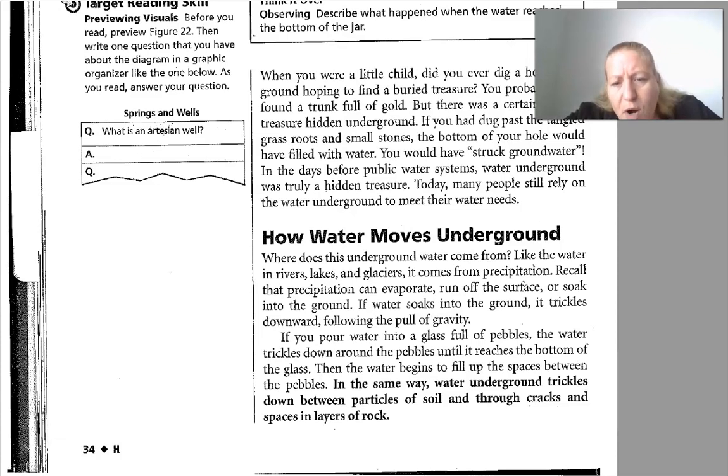If you pour water into a glass full of pebbles, the water trickles down through the pebbles until it reaches the bottom of the glass, when the water begins to fill up the space between the pebbles. In the same way, water underground trickles down between particles of soil and through cracks and spaces in layers of rock.